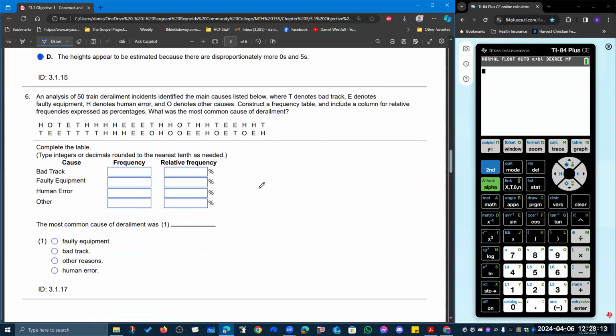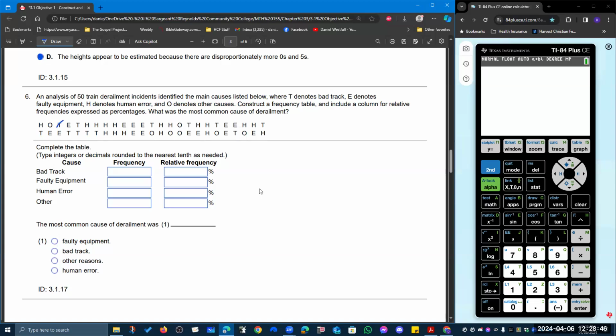Analysis of 50 train derailment incidents identified the main causes listed below, where T denotes bad track, E denotes faulty equipment, H denotes human error, and O denotes other causes. Construct a frequency table and include a column for relative frequencies expressed as percentages. What's the most common cause of derailment? So we're going to have to count all of the T's here.